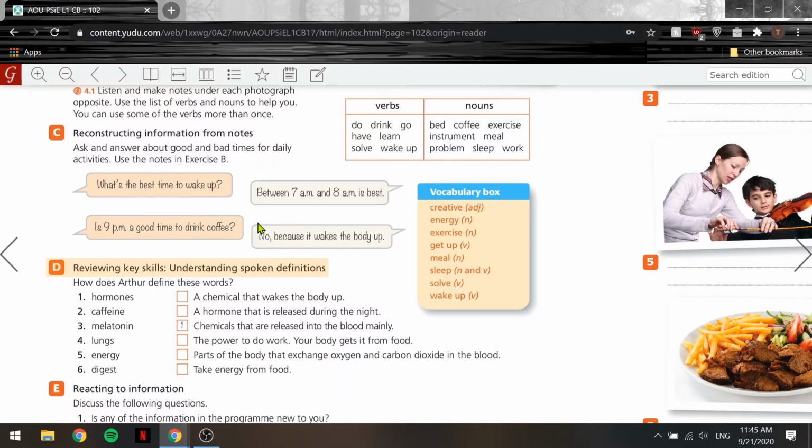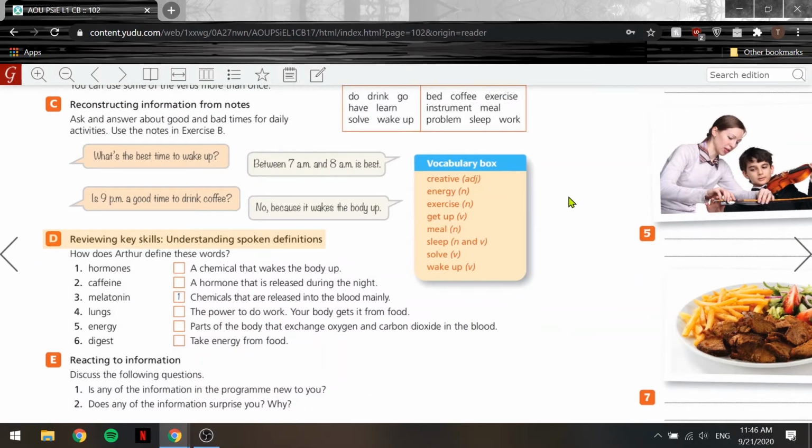I can say because coffee has caffeine and caffeine wakes the body up, right? So that's a bad time to drink coffee. What's the best time to wake up? Again, between 7 and 8 a.m. is best for our bodies. Okay. I can also ask questions like, when is the best time to go to bed? Again, I'll probably say around 10 to 11 p.m. Okay, when your body starts producing melatonin. So it's a pretty simple exercise. I'm not going to go too much over it. Let's just go to the vocab box and then we'll move on to exercise D.